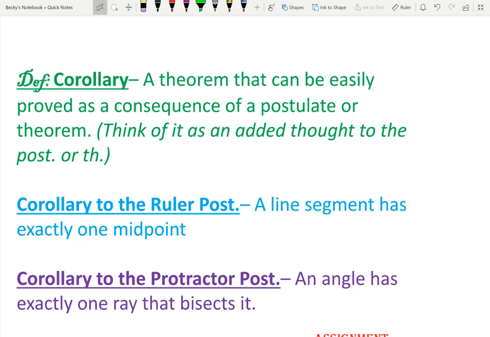So the first one is called the corollary to the rule or postulate. Again, this is something you know. A line segment has only one midpoint. Of course, we know that. But how would you document that or state that in a proof if we didn't have a corollary? So anytime that you need to reference that there's one midpoint, we will use this corollary. Same thing as with a protractor postulate. There's only one ray that can go right through the middle and bisect it. And again, that's common sense. We know that, but we need a way to document it if it comes up within a proof.